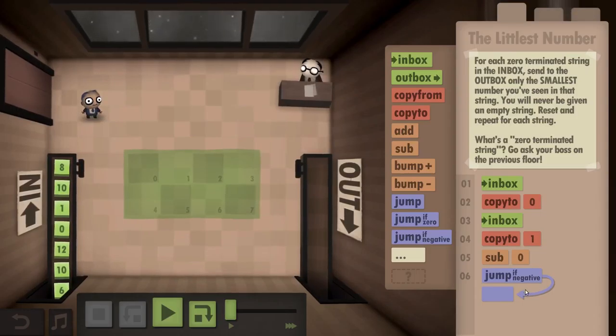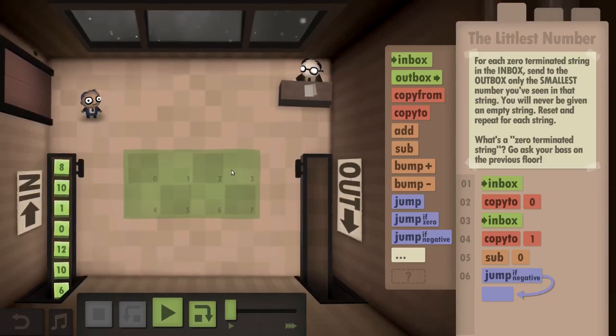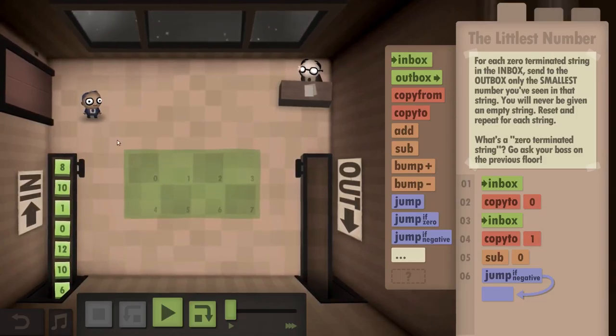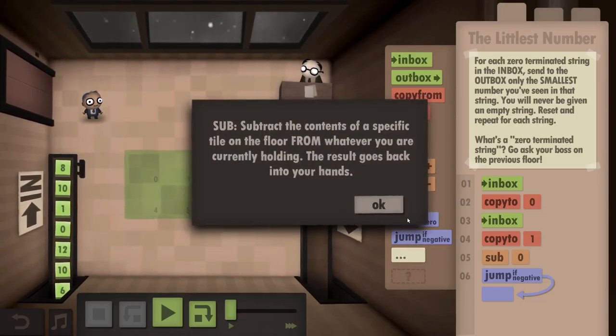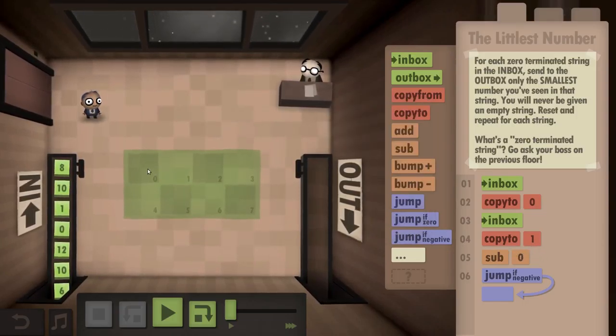If it's negative. Can't do this. Oh yeah, I just go to a third number. I just go to a second spot. No, that's fine. There will never be an empty string. So we'll get to the zero case in a second.